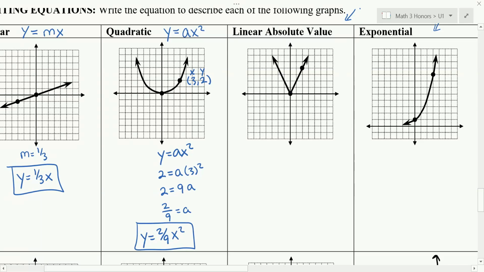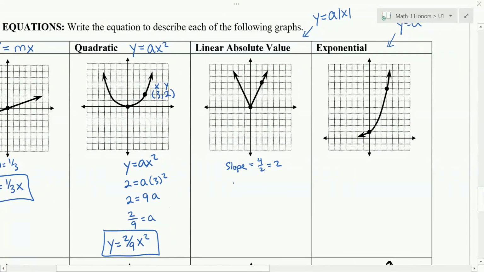So here our slope is what? Okay, so if I go up 1, 2, 3, 4 over 2, I get 4 over 2, which is 2. And so then my form is y equals a times the absolute value of x, but we found a is 2. So y equals 2 times the absolute value of x.